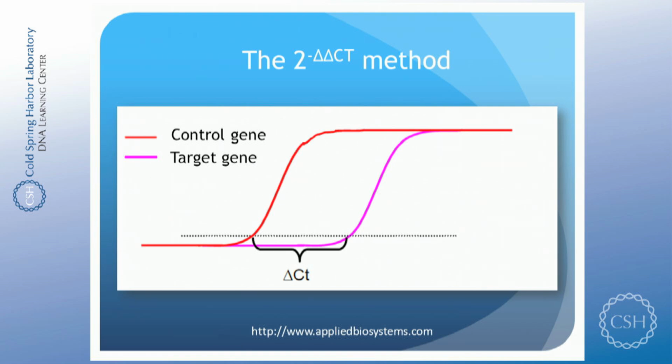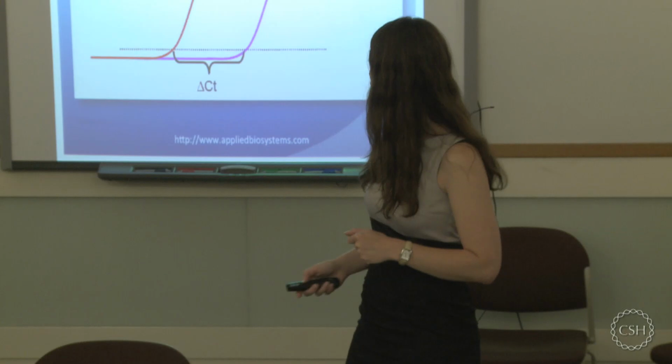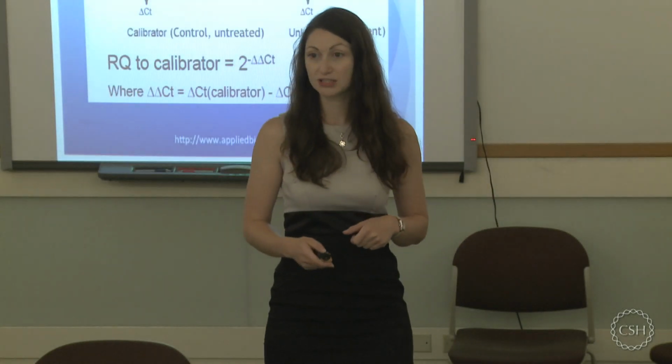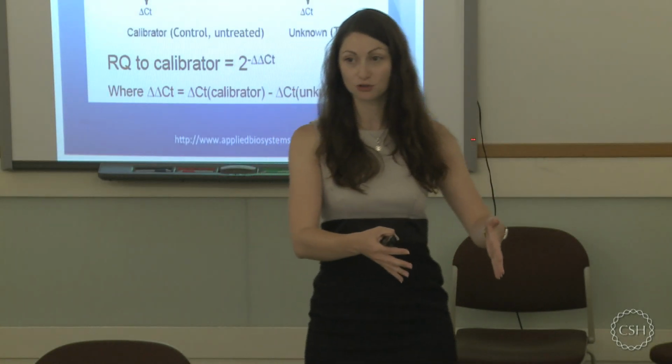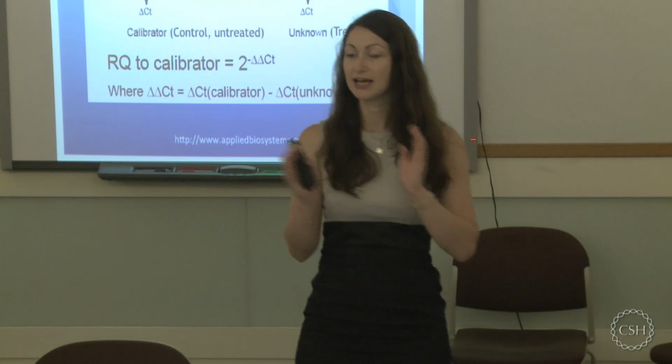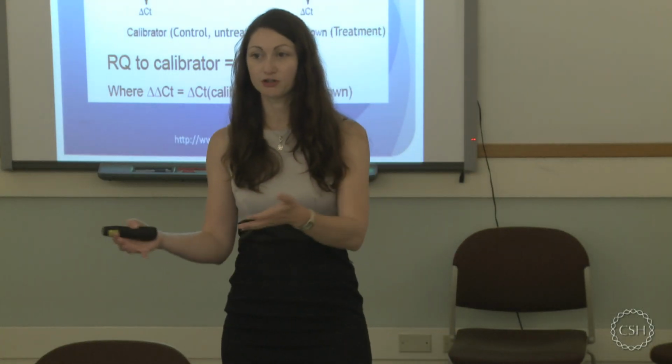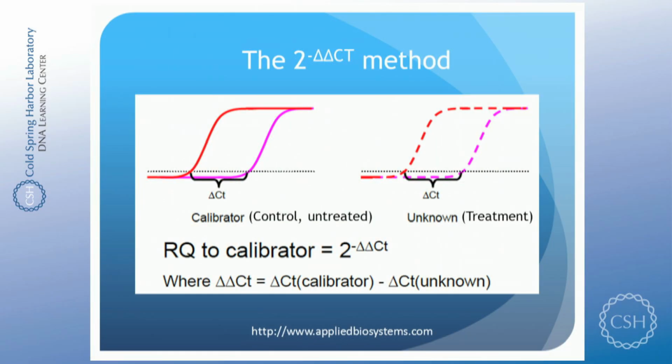You calculate the difference between your target gene and your control gene, and you do this for both your biological control, like the untreated case, and also for your treatment or your condition, whatever you want to compare to each other. So you have two CT values, and they call it calibrator here. That would be your control or your untreated case, and then your unknown condition or your treated ones. You calculate delta CTs for both.